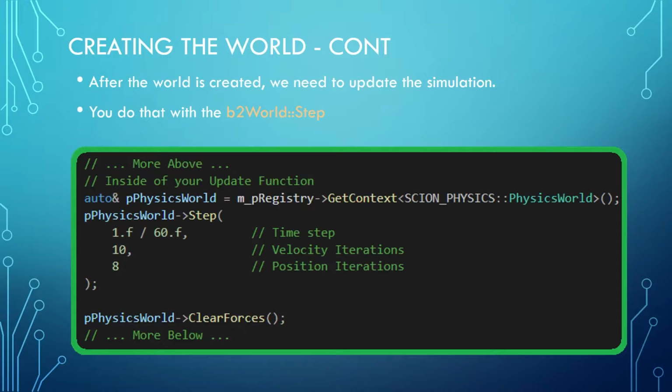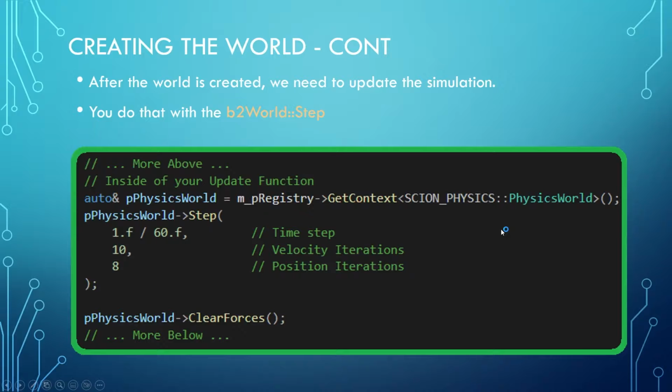Then it also takes in an int32 for the velocity iterations, for the velocity constraint resolver, and an int32 for the position iterations, for the position constraint solver. After you do the step, you can call the ClearForces function. This is not necessary because you can set the world to auto clear. Actually, it auto clears by default.